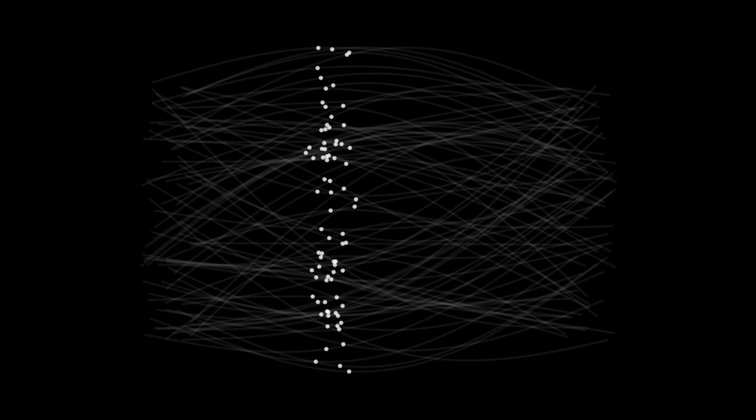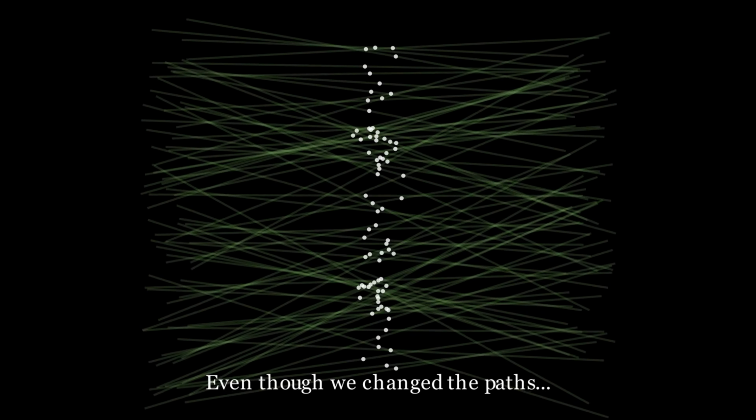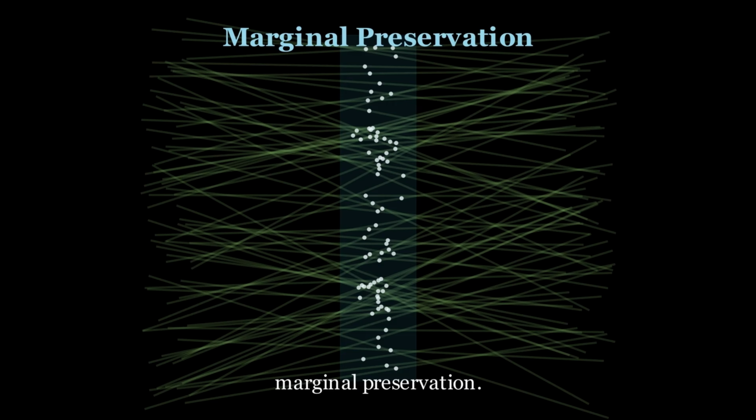But here's something surprising. Even though we change the paths, the overall distribution stays the same. At any given time, points are only rearranged, not created, and not destroyed. This property is called marginal preservation. So even after untangling the trajectories, the density at every moment remains unchanged. How is that possible?